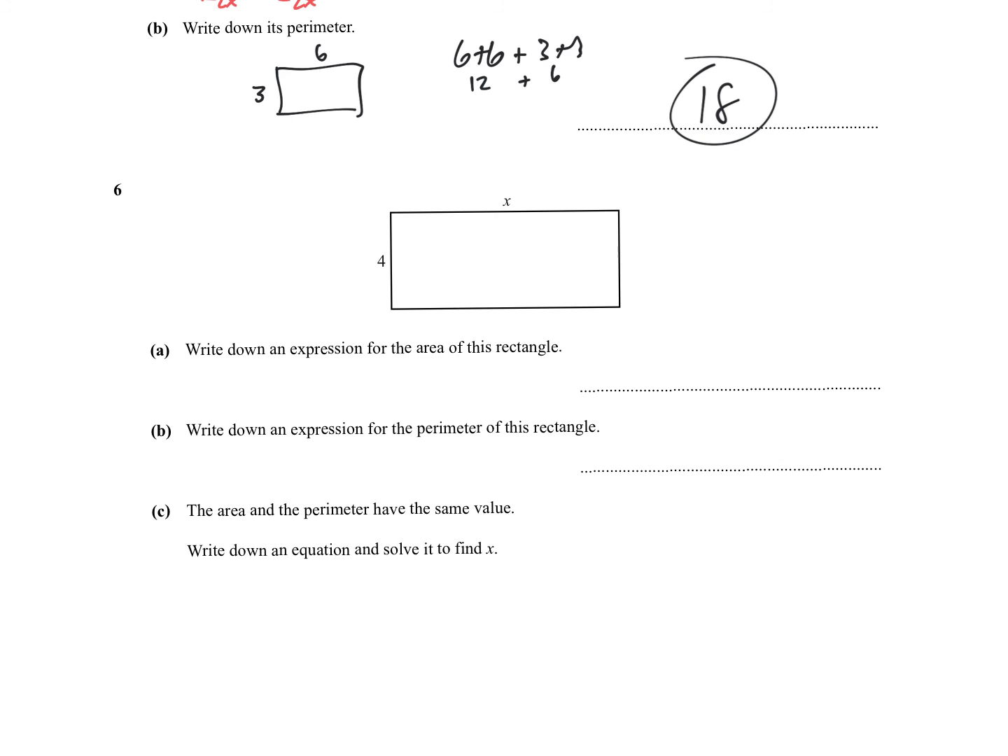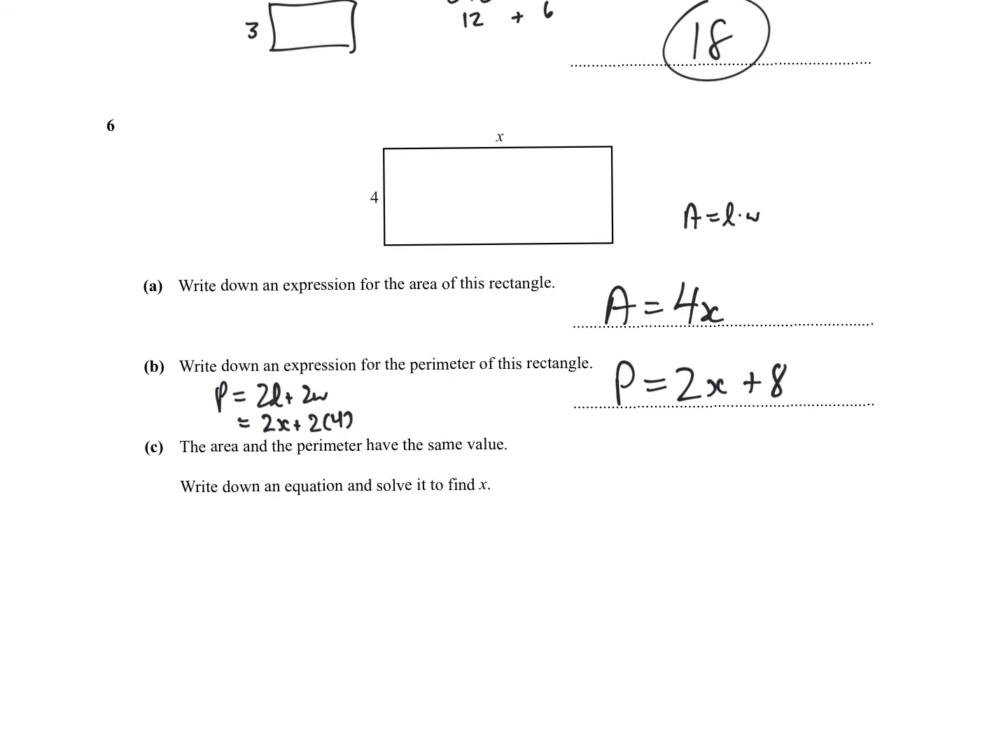So they give us another rectangle here. Length is x, width is 4. Write down an expression for the area of this rectangle. Area equals length times width, or 4x. Right? Write down an expression for the perimeter of this rectangle. Perimeter is 2 lengths and 2 widths. 2 x's and 2 4's. Perimeter equals 2x plus 8.